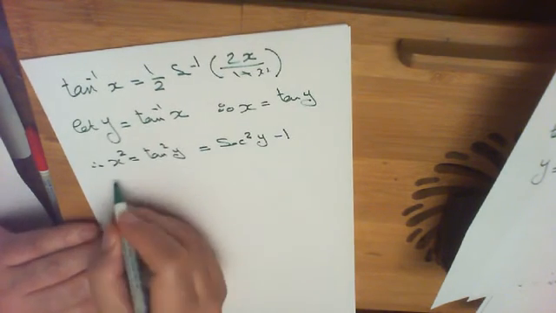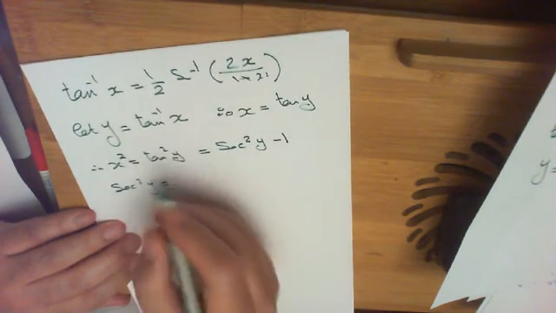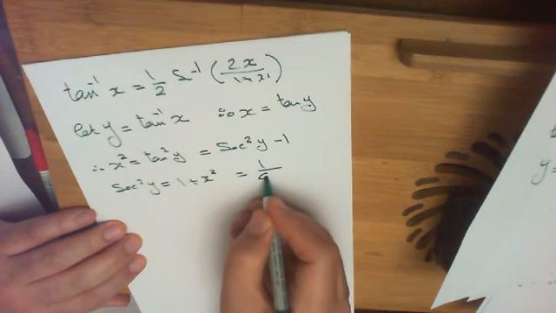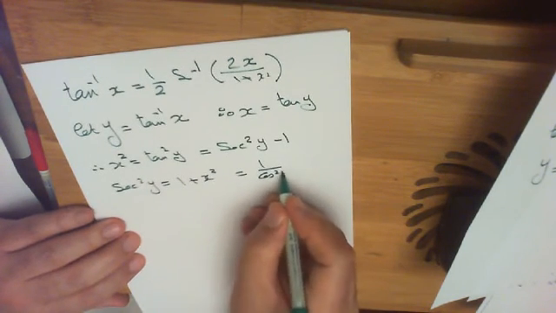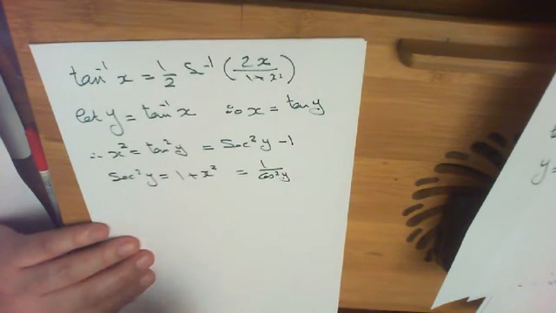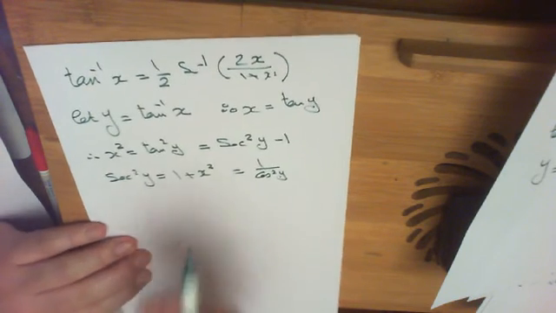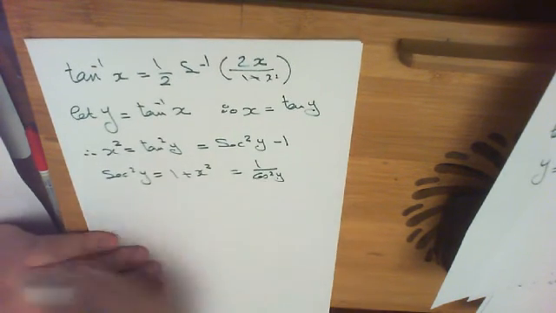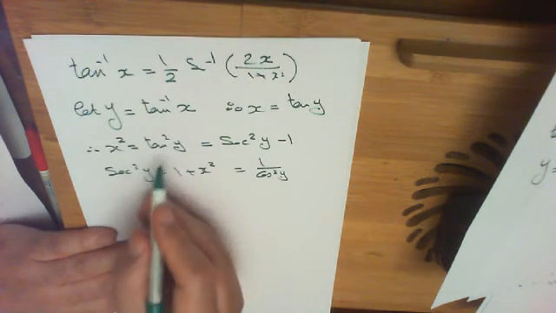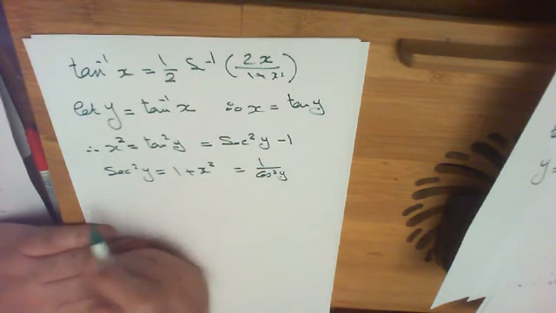And so sec squared y equals 1 plus x squared, which is 1 over cosine squared. What I am doing, step by step, is going from tan to sine. How come? As you know, sine is related to cosine, cosine is related to sec, sec is related to tan. So from tan I go to sec, from sec I go to cosine, and from cosine I obtain sine.